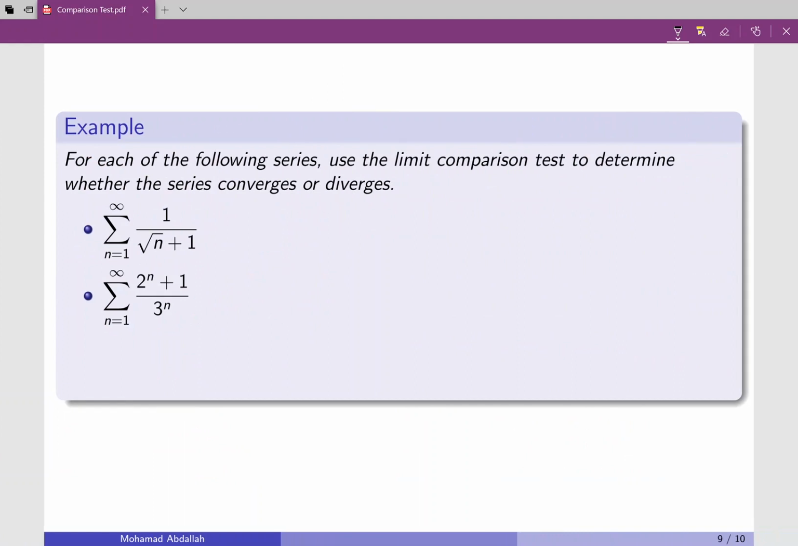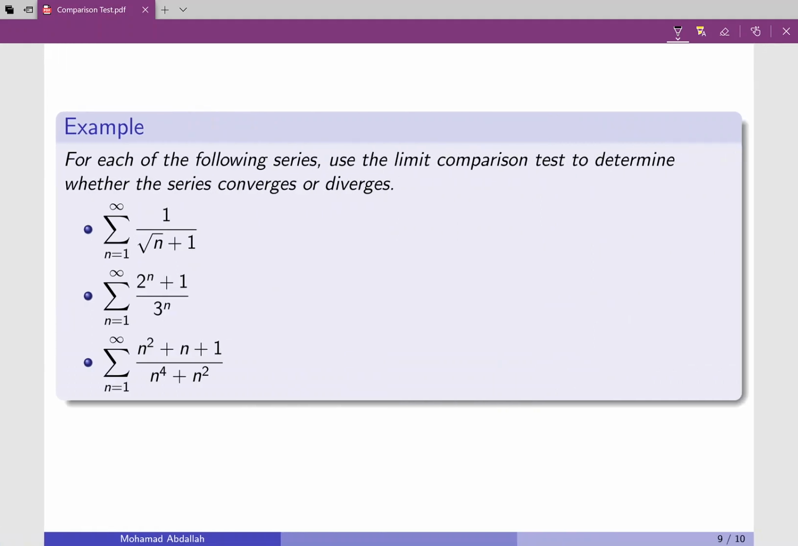Okay. Here's another example. Actually, there is no need for a comparison test here. But if you want to compare it, you would compare it to 2 over 3 to the power n. You can try that, but there's no need, because you can split this into two series and they're both going to be geometric with ratio less than 1. But if you want to use the limit comparison test, you can try this: choose bn to be 2 over 3 to the power n and compare.